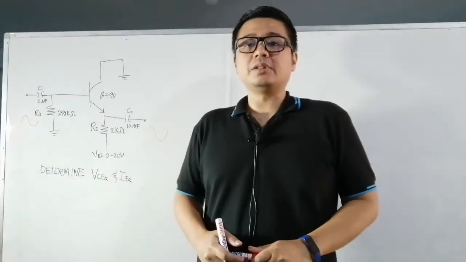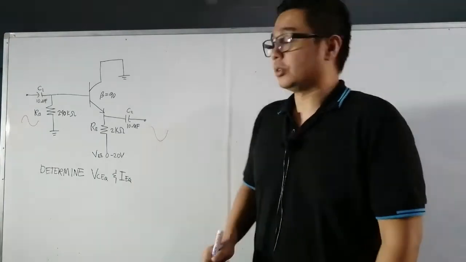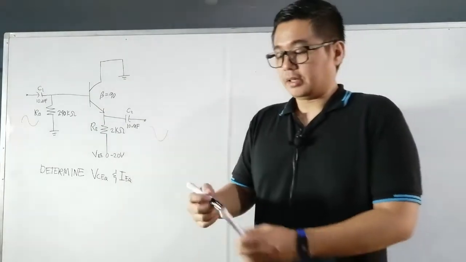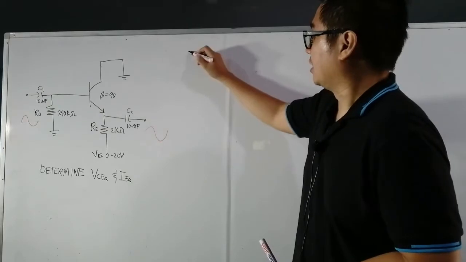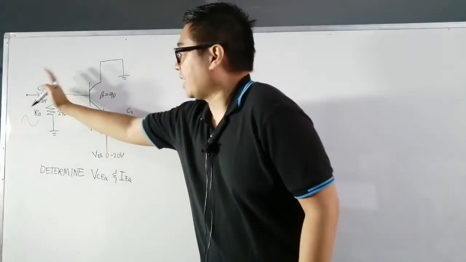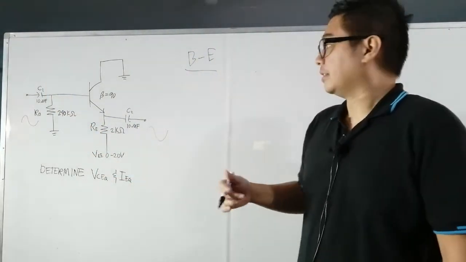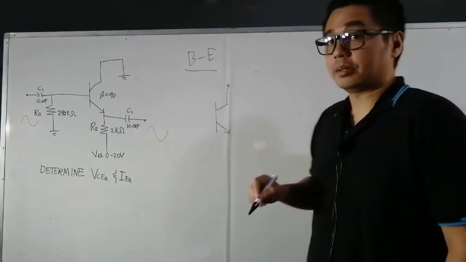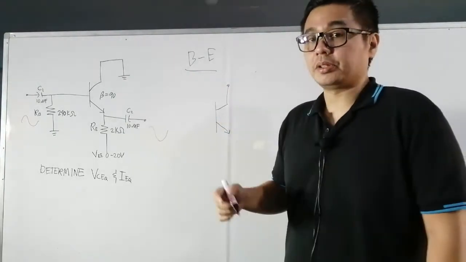The first thing we will do is get the current I sub B from the base and emitter junctions. Let us now draw the equivalent circuit of the base and emitter junctions or terminals. Let us label that B and E. All capacitors are considered to be open circuits in DC analysis. Let us draw the equivalent circuit. Let us set the collector aside for now because it is not part of the base and emitter junction or terminals.